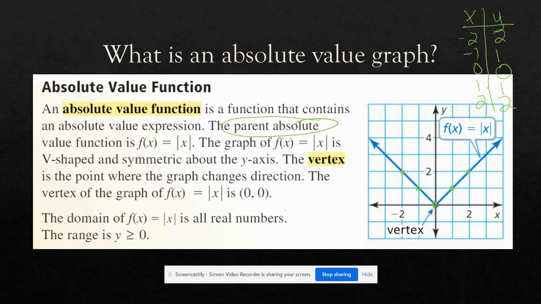The domain is always going to be all real numbers, and the range for now is going to be y is greater than or equal to 0, because remember, y is equal to 0 here on the x-axis, and our graph is only going above that.